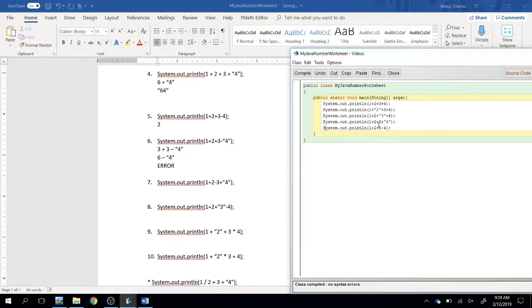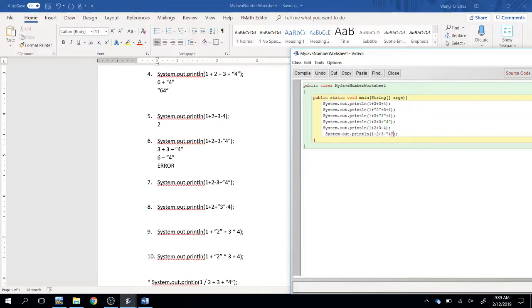Let's try to plug it into BlueJ. Let's see if that happens. Minus the string 4. I try to compile. And look, we get an error. Now, thinking back to what we learned, what kind of error is this? Correct, it is a compiler error.